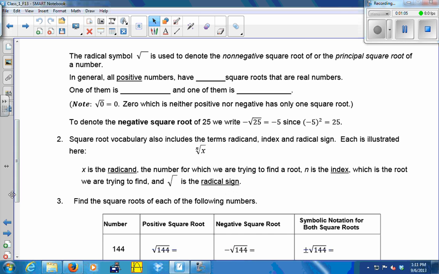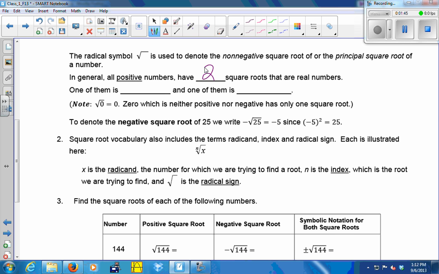The radical symbol is that thing that kind of looks like your old division sign, but with a little check mark on the front. It's used to denote only the non-negative square root of a number, also sometimes called the principal square root. So in general, all positive numbers have what kind of square roots? Positive or negative? Oh, sorry, 2 square roots. In general, all positive numbers have 2 square roots, 2 numbers that when you square them, you get the number.